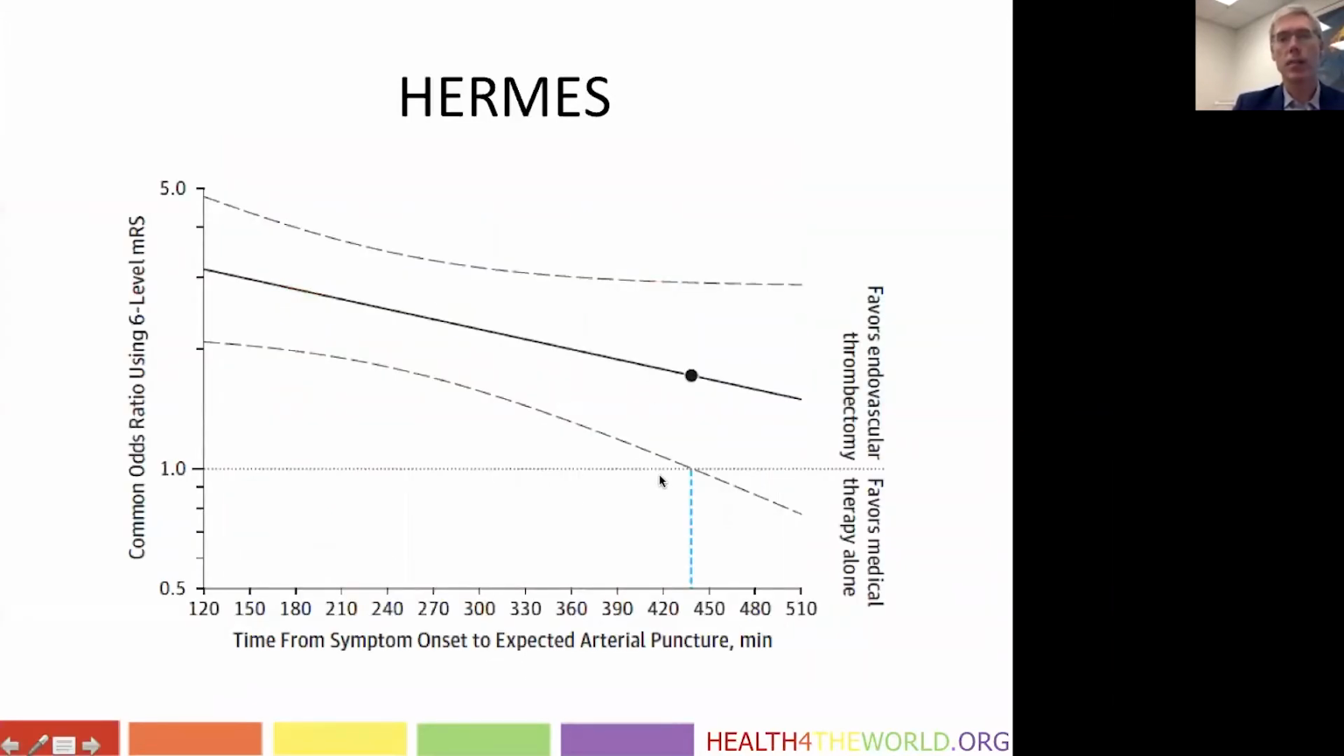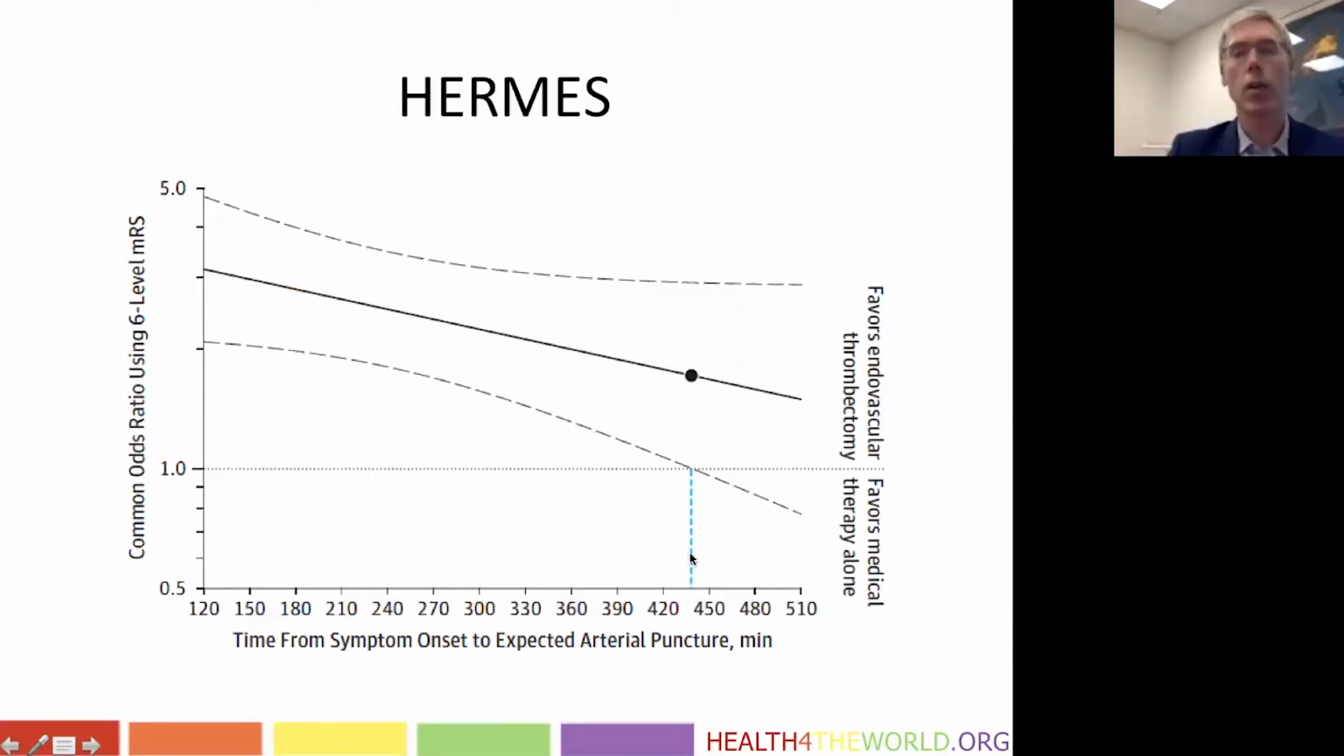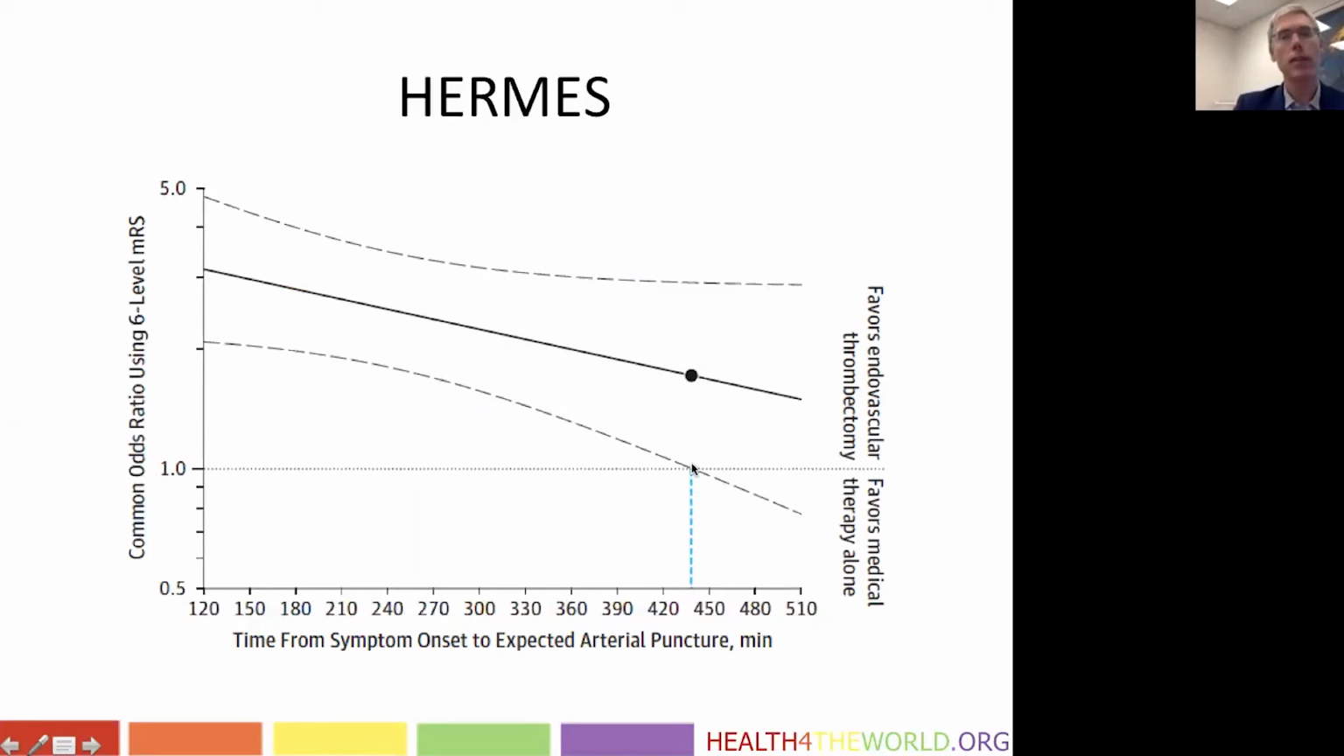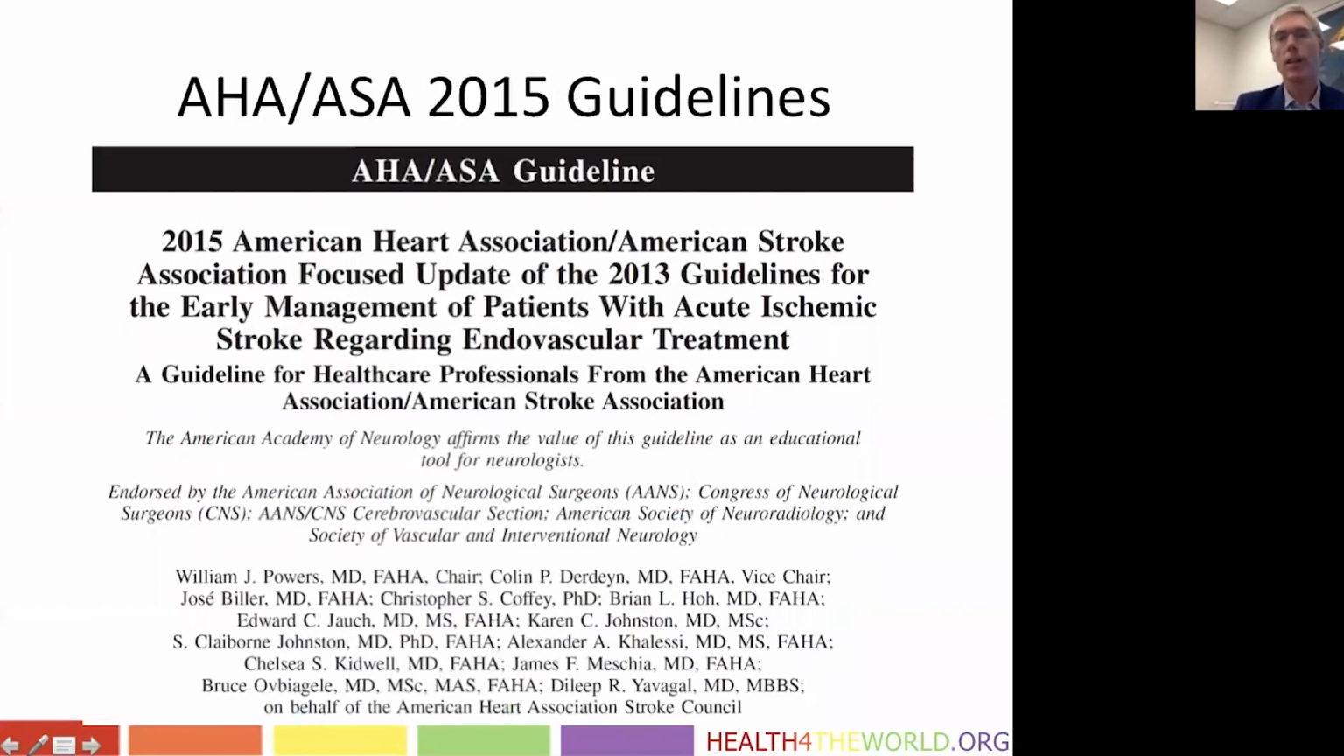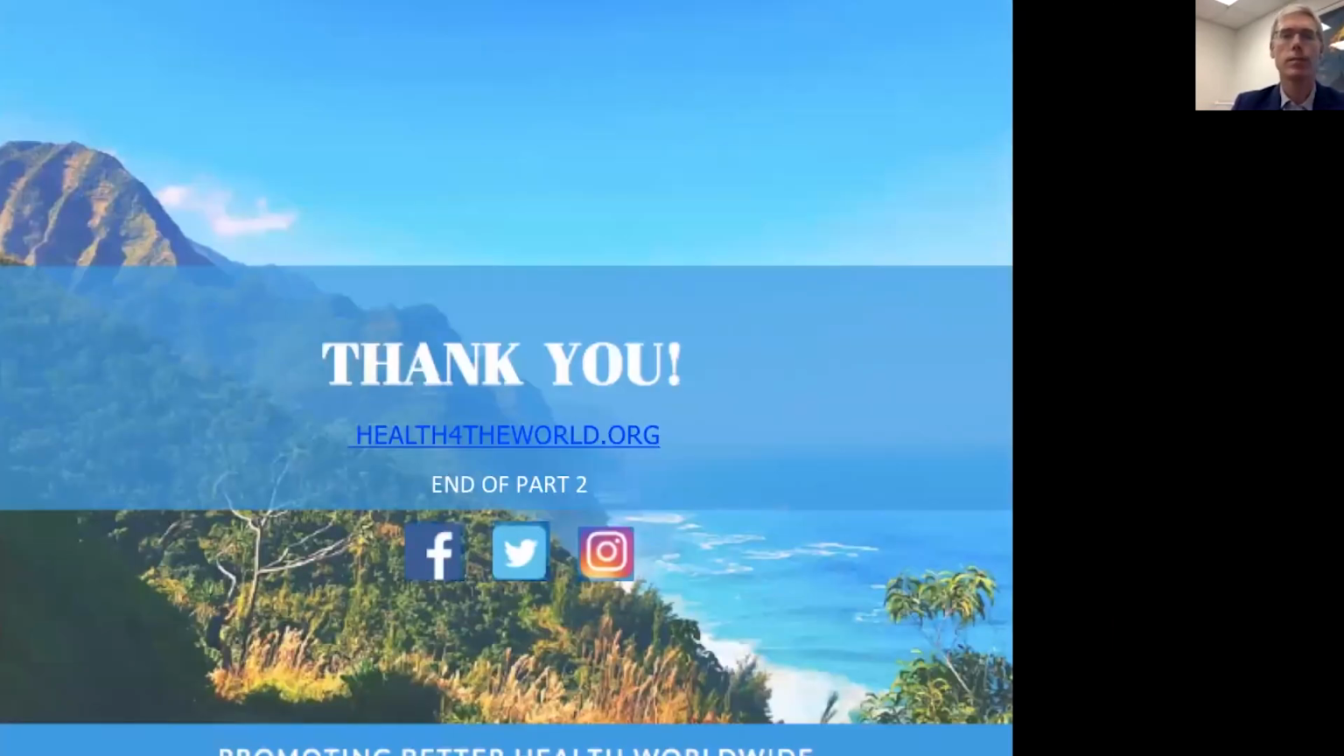This is a nice final concluding image, just showing the impact of how far out you need to go before you start to lose the benefit of intervention. This is just within the confidence intervals of this effect, but you can still see it's quite profound all the way out to above 7 hours in terms of presentation. And as such, this rightfully led to a major change in the American Stroke Association guidelines in 2015. So I'll pause here.